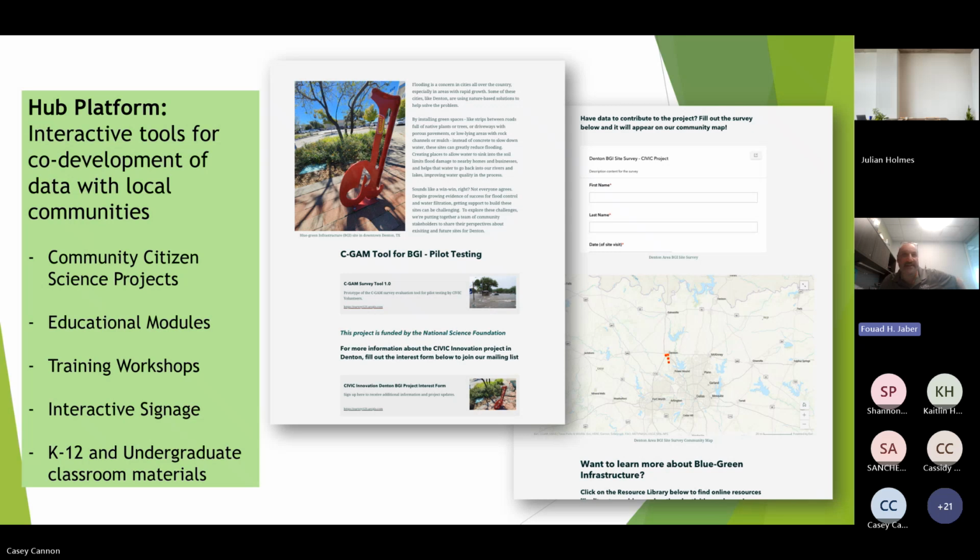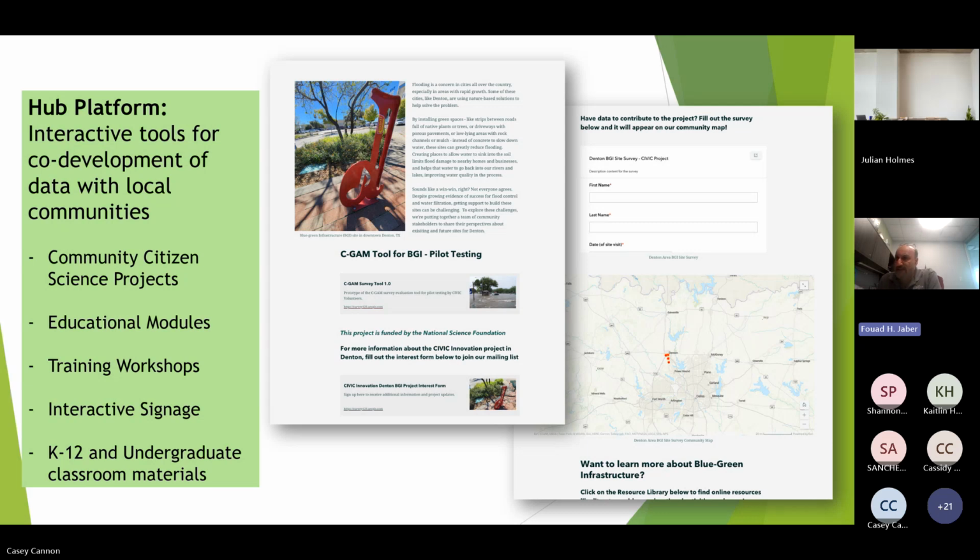So here it is. You can see that platform, the hub that I was talking about. When you click on that link, you get this first page with a little bit of explanation. And then it says CGAM Survey Tool 1.0. You click on that one, and that takes you to this next screen where you put your name, and then you can zoom in and either click on an existing green infrastructure, or you can add one as a result. And then down here there's a next button that takes you to that questionnaire.